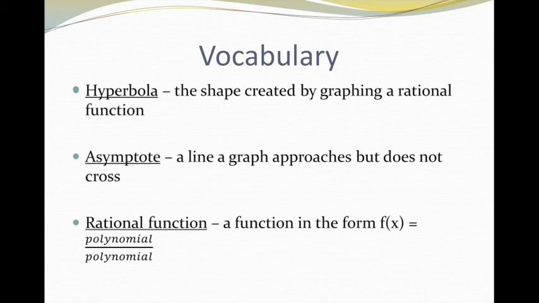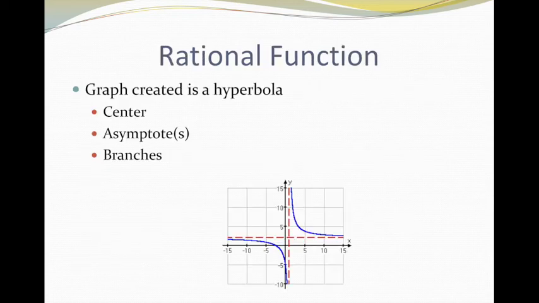Rational function: a function in the form f of x equals polynomial over polynomial. Rational function graphs create a hyperbola. The parts are the center, asymptotes, and branches. So the shape is a hyperbola. This is our vertical asymptote, and this is our horizontal asymptote, and these are our branches.